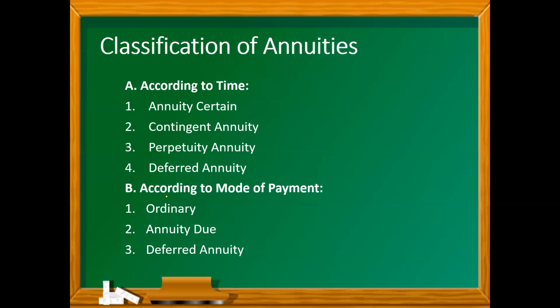Take note that the total number of interest conversion periods is denoted by N. Hence, N is also considered as notation for the total number of payments. The annual rent of an annuity refers to the sum of payments in any one year.